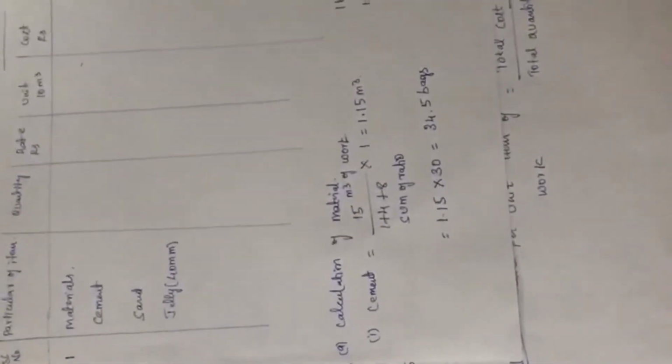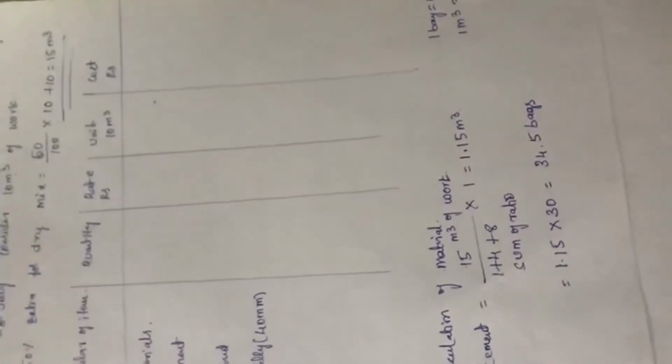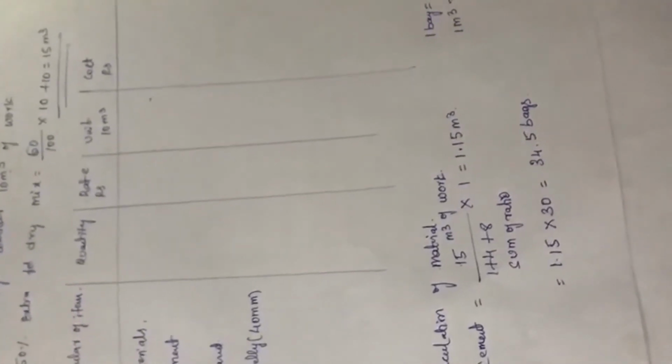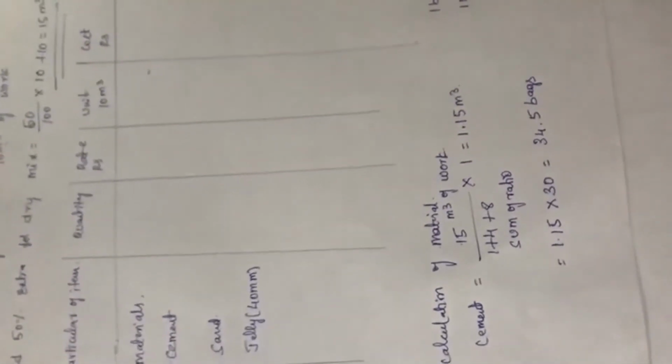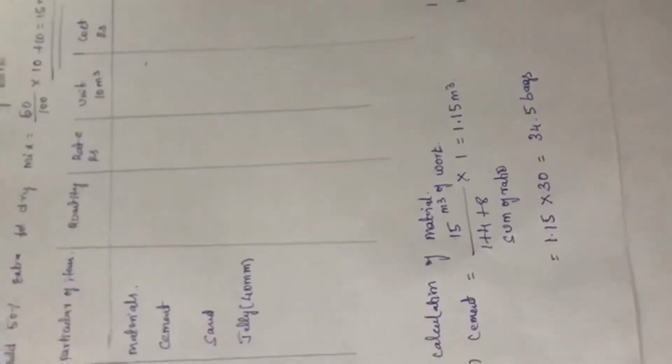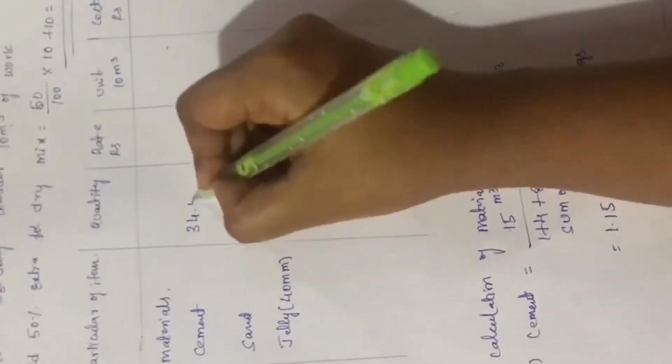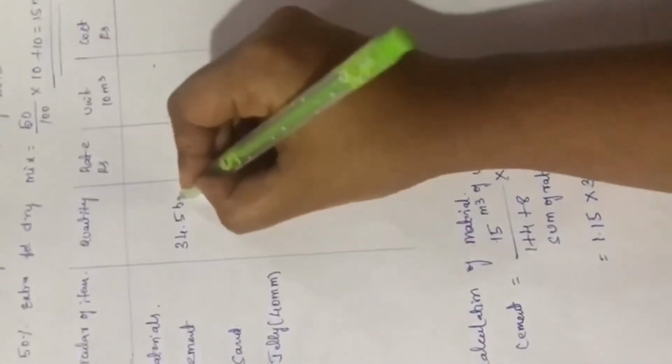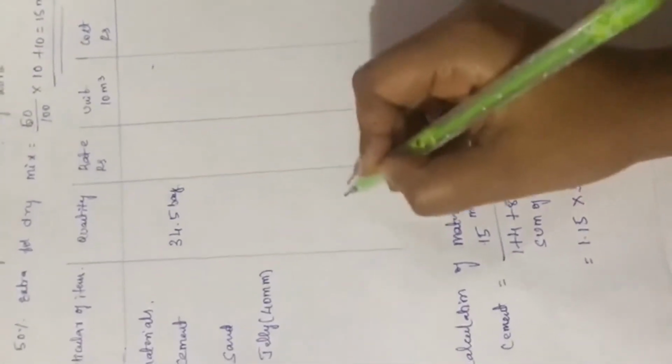When you are starting, first I'll start with the cement. Cement will require 34.5 bags. The rate here is 400, and the unit is per bag. So the total cost will be 13,800.